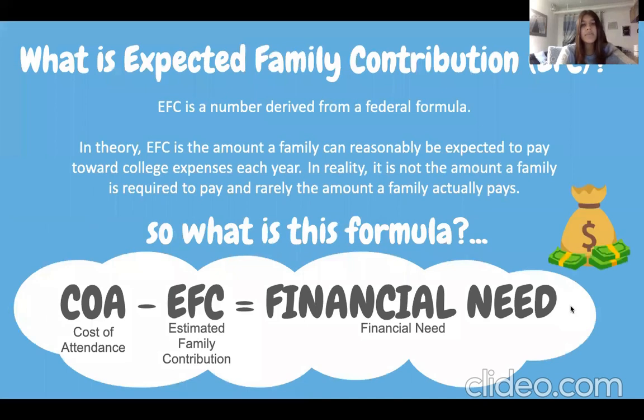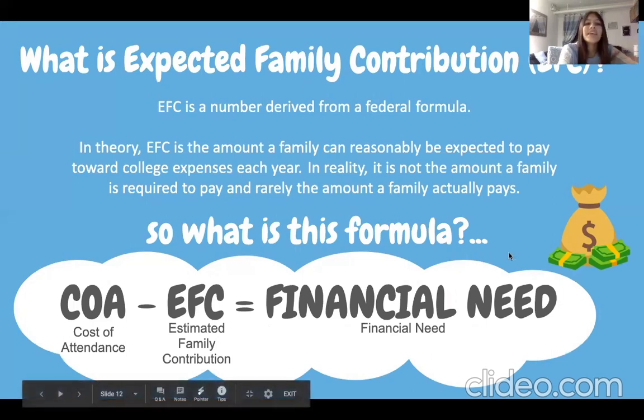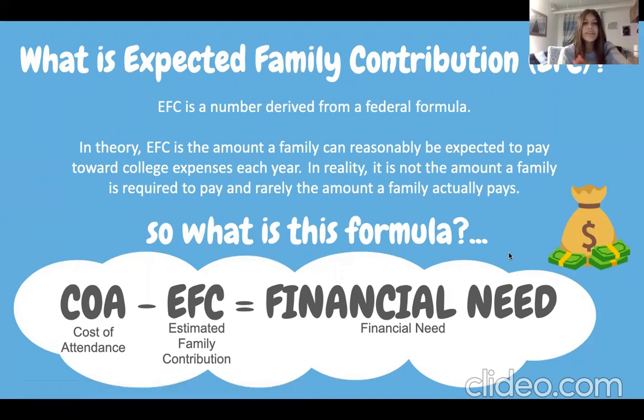Now I'm going to talk a little bit more about how your financial need is calculated. When you complete the FAFSA, there is going to be a number, and that number is your expected family contribution. You're probably thinking, what is EFC? EFC is a number derived from a federal formula, which you can see down here. It's supposed to be the amount a family can be expected to pay toward college expenses each year.